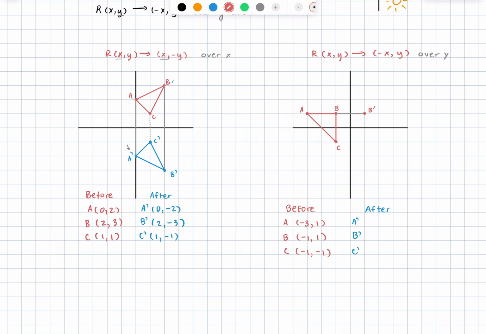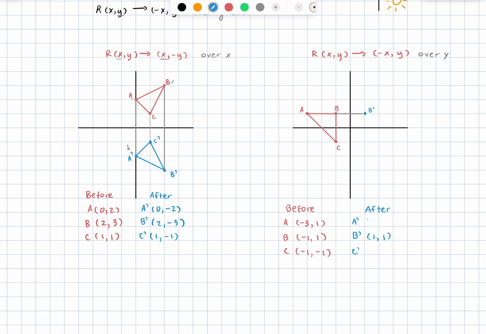Next, let's go back to the table. So B is now our new B value. It has to be blue. Sorry, guys. Okay, B prime, which is now 1, comma 1. So as you can see, our x's changed sign, but our y stayed the same. So let's do that for A and C.